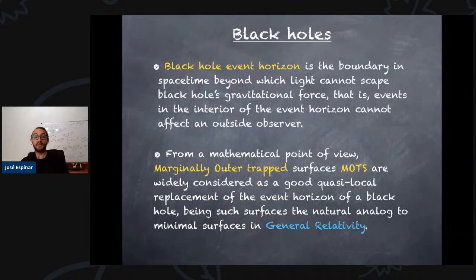So, okay, by a black hole we mean the event horizon of it. The black hole event horizon is the part that light cannot escape from. Mathematically we call this a marginally outer trapped surface, or MOTS. Okay, so it's the mathematical replacement of black holes. I'm going to go a little faster in this part. It's how to define the MOTS.